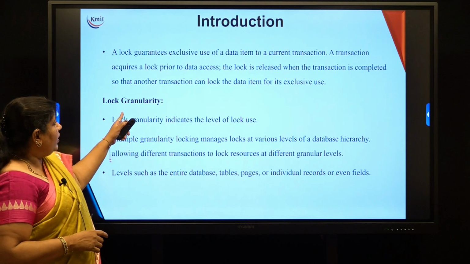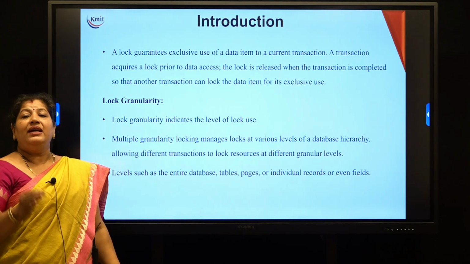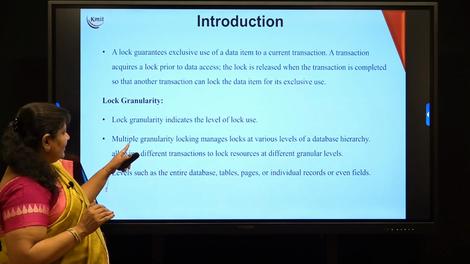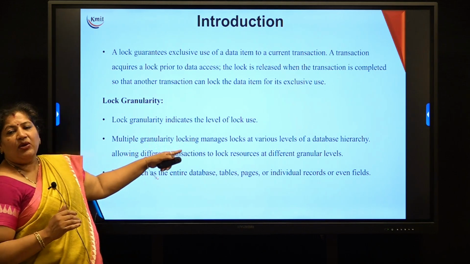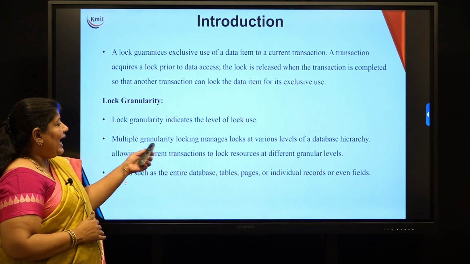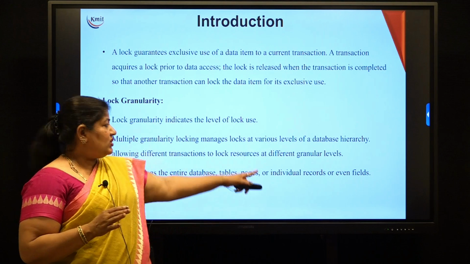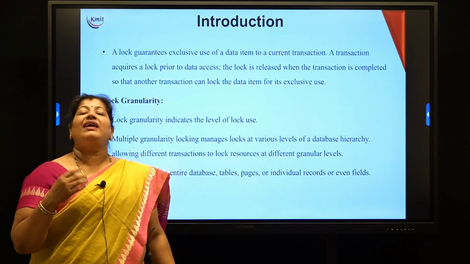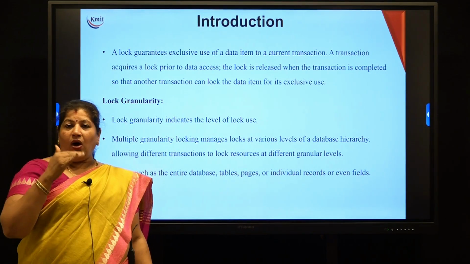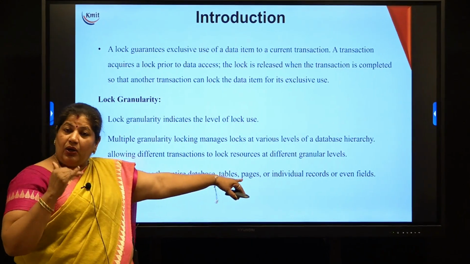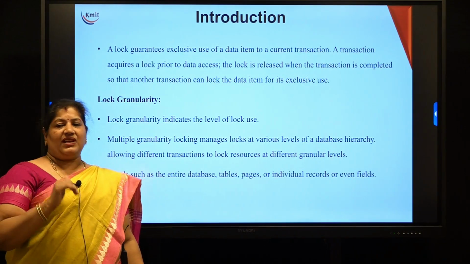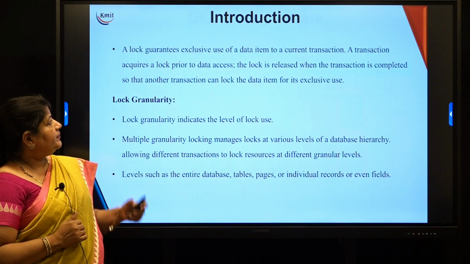Now, when I talk about lock granularity, it is about the level of usage of the lock. Multiple granularity locking manages locks at various levels of the database hierarchy, allowing different transactions to lock different resources at different granular levels. It is like you either lock the complete database or go to the tables or lock individual pages or go for records or even fields. Let's try to see these levels one by one.